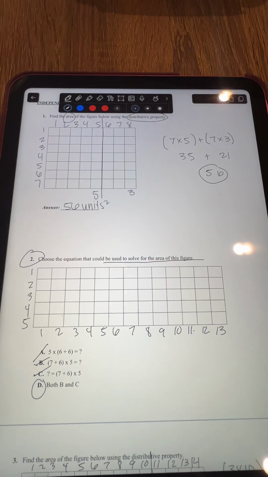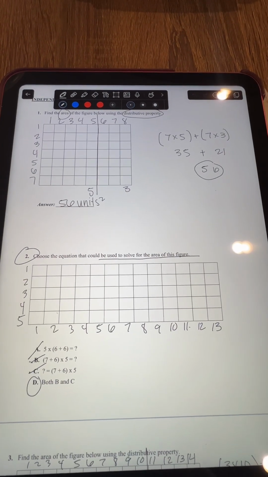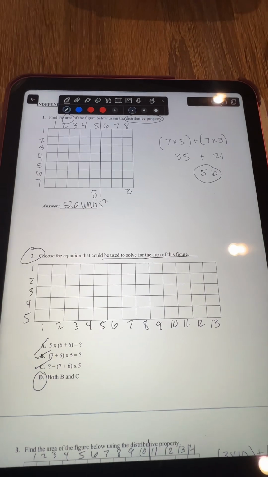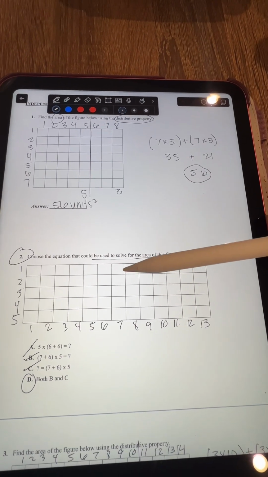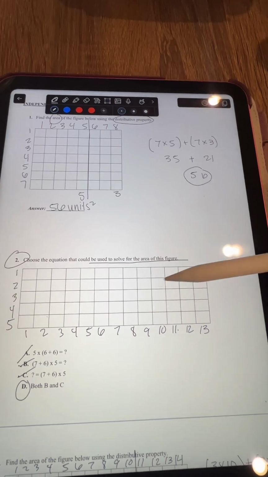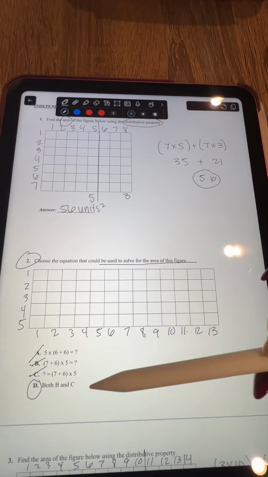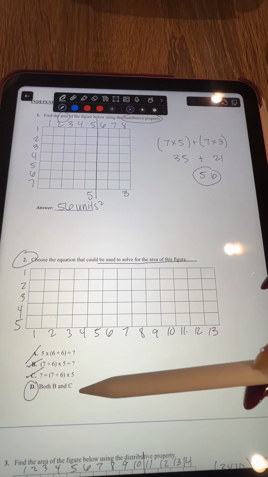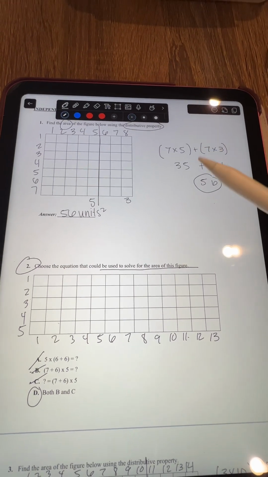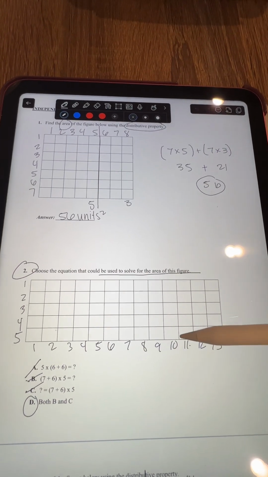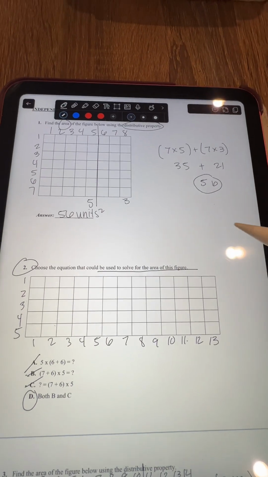Hello, today we're going to talk about how to solve for area using distributive property. This one is a question that asks you to choose an equation that can be used to solve for the area of this figure. They had this in their independent practice today. The correct answer is D. Both B and C are correct answers. I'm going to show you how we can solve for the area of this using distributive property.